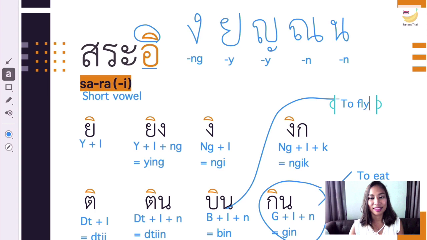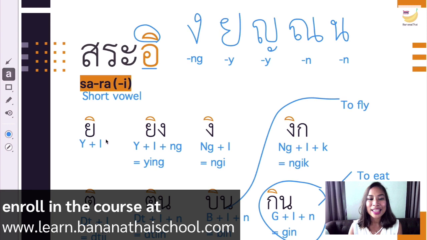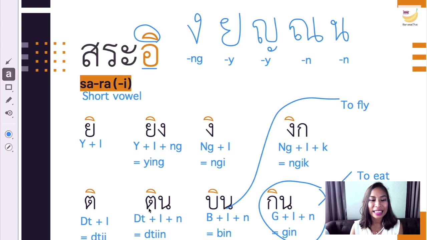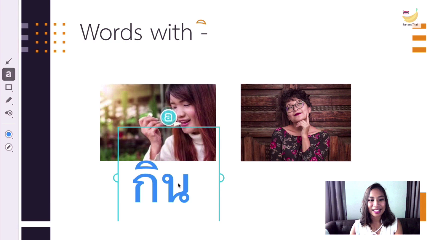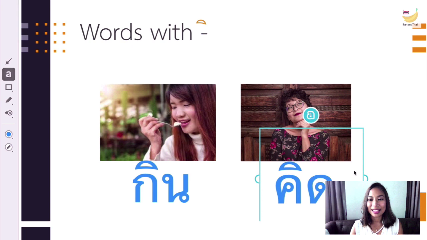So gin and bin. All right, with สระอิ: ยิ, ยิง, งิ, งิก, ติ, ติน, บิน, กิน. That's it for สระอิ. Now let's see some example words. This one I told you already, to eat is กิน. And this one, to think is คิด. Here you go, คิด is to think. กิน and คิด.